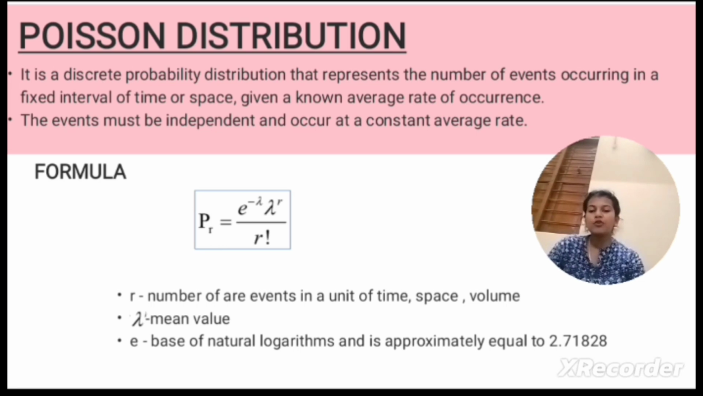The basic formula for the Poisson distribution is P(r) = e^(-lambda) times lambda^r divided by r factorial. Here r is the number of events in a unit of time, space or volume, where lambda is the mean value, e is the base of natural logarithms and is approximately equal to 2.71828.